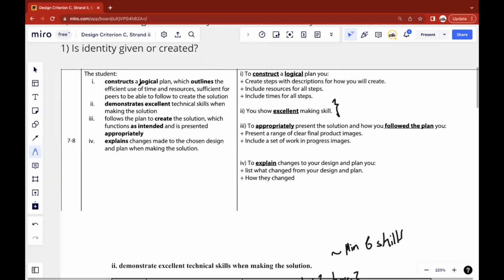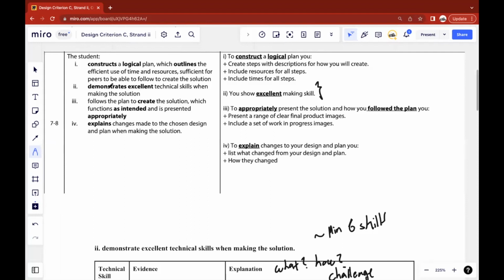There's not much for Strand 2 for Criterion C. So if you were to do all this, you can easily score 7 for this strand of Criterion C as well.